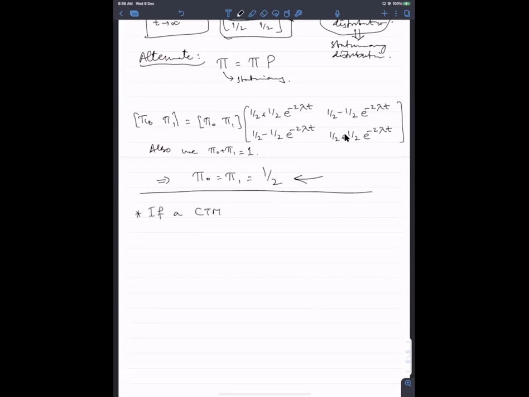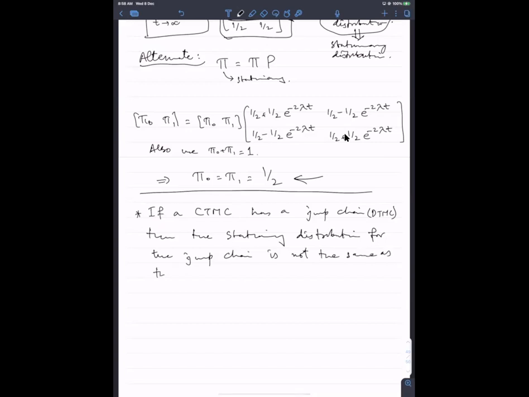If a CTMC has a jump chain, which is a DTMC by the way, then the stationary distribution for the jump chain is not the same as the stationary distribution of the CTMC, and the reason is very clear.